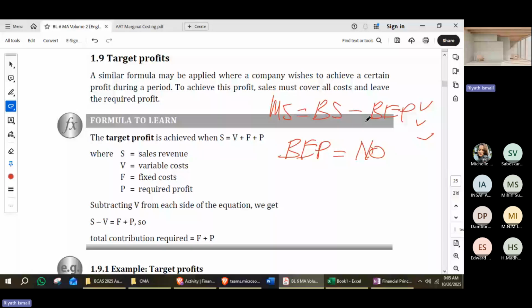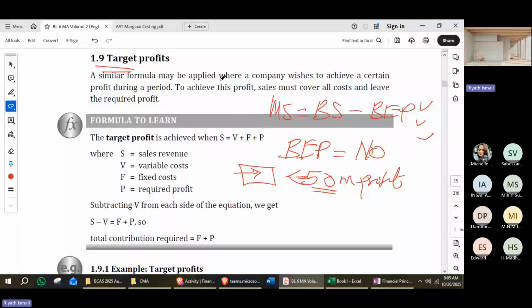target profit. A company sometimes may have a target, say for the next budgeting period, they have to make 50 million profit. So to achieve this 50 million profit, how many units have to be sold? That kind of target. So how can we do this?